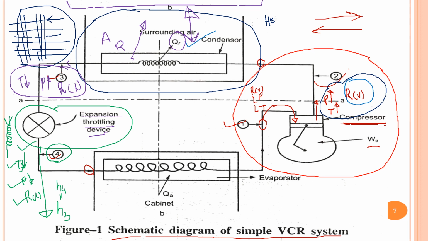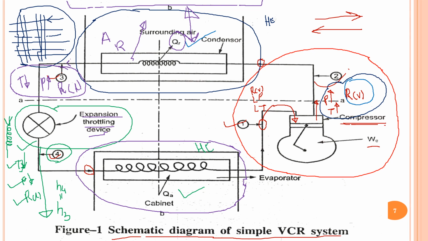So the third device is also clear. Now we will move towards the fourth device, that is the evaporator. This evaporator is nothing but the ice box. So the ice box is again a heat exchanger.